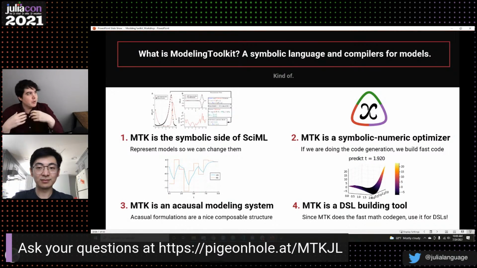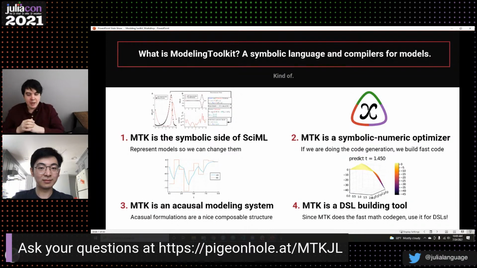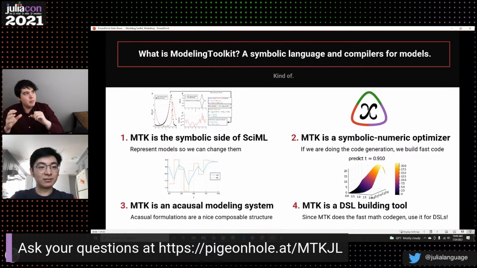And if you give us the model symbolically, then we can compose models together, right? If we know the mathematical structure, we can start to simplify, we can replace things, we can substitute equations. And so acausal modeling actually just falls out of this idea. And then, Modeling Toolkit is a DSL building tool because, if it does all this fast code generation, then why would you write something that writes code yourself, right? Why wouldn't you just let Modeling Toolkit make it parallel, fast, sparse for you? And so, in some sense, it's all of these things at the same time because of the symbolic ecosystem that it puts together.